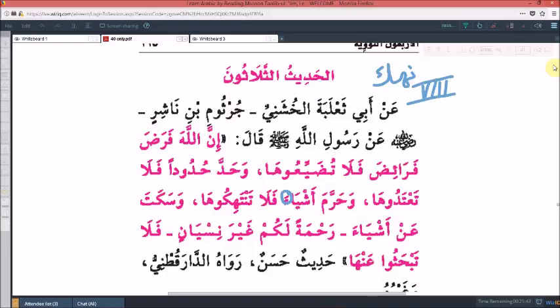وَسَكَتَ عَنْ أَشْيَاء. وَسَكَتَ. Sakata is a verb. Is it madi, mudari, or amr? Madi, past tense. The fa'il is where? I forgot what you said, but hidden. Mustatir.